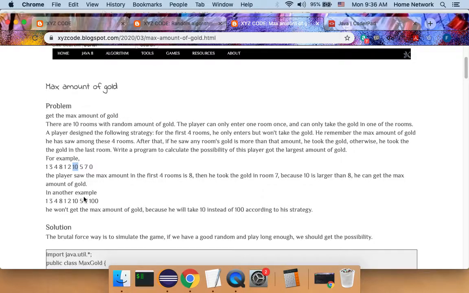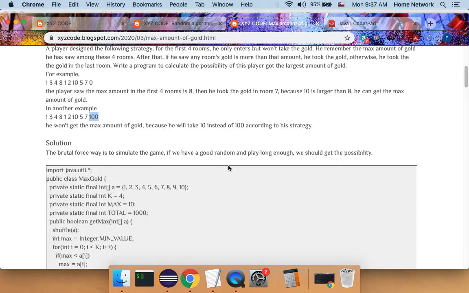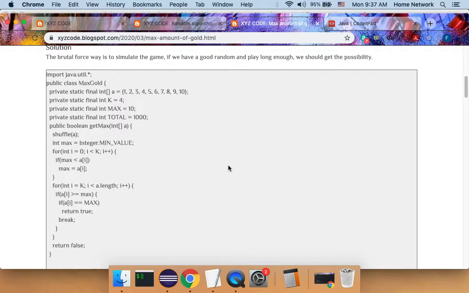He will win. In this game, the player's strategy will lose because he checks the first 4 rooms. The maximum amount is 6. Then when he reaches this room, he finds 10 is larger than all of those 4, and he takes this. However, the maximum amount is in that other room, so he will fail. And the problem is calculating the chance for the player to get the maximum amount of gold among those 10 rooms.